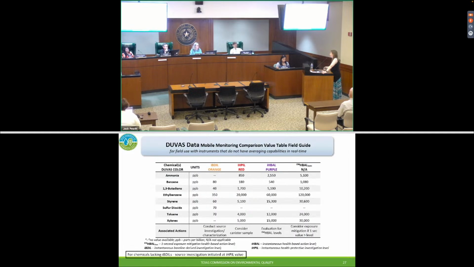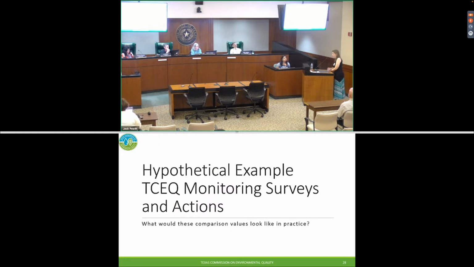We also have comparison tables. For the DUVAS, for example, which is what I'm showing here, these are chemicals that can be monitored, or are often monitored, by the DUVAS, the applicable mobile monitoring comparison values, and the actions associated with an exceedance, all in one place for the staff. I'm going to spend a few minutes talking through hypothetical examples of how you might apply this, both for a known source, and I'll talk about why we make that distinction, and an unknown source.